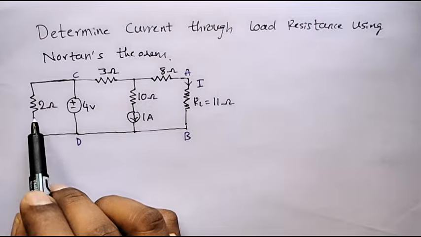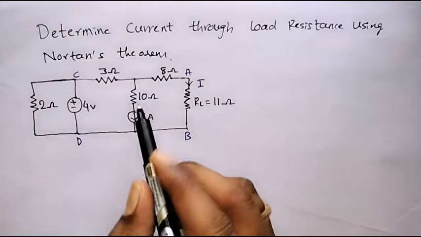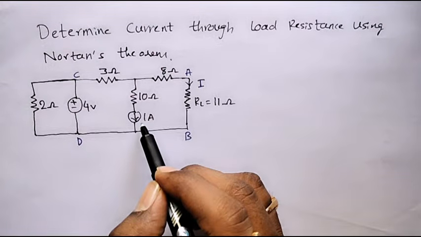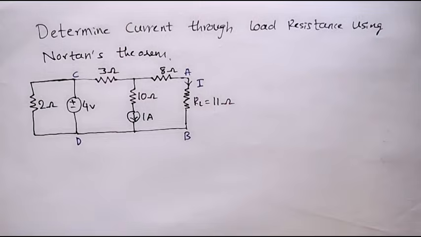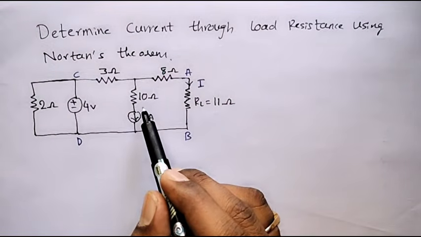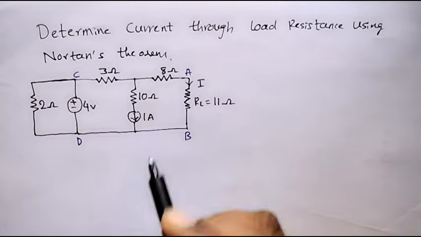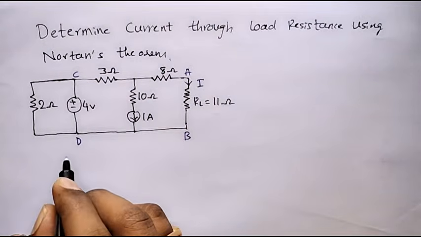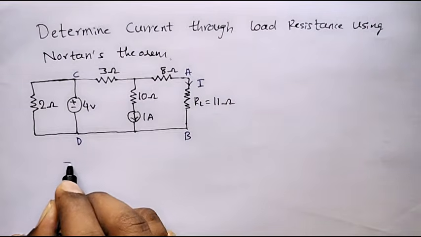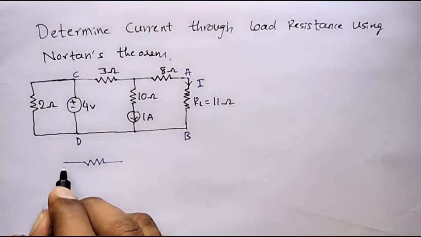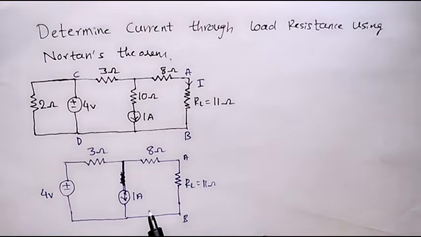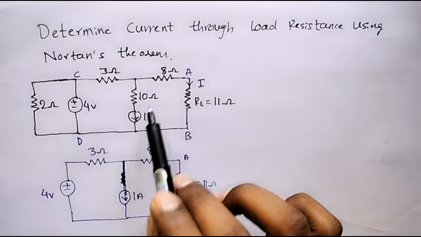Let's ignore this resistor. Similarly, in this branch there is a resistor of 10 ohm connected in series with a current source. If there is a resistor in series with a current source, we can ignore that resistor as it doesn't make any difference. Let's redraw the circuit ignoring the 2 ohm resistor and 10 ohm resistor. So this is the reduced circuit where I have ignored the 2 ohm resistor and 10 ohm resistor.